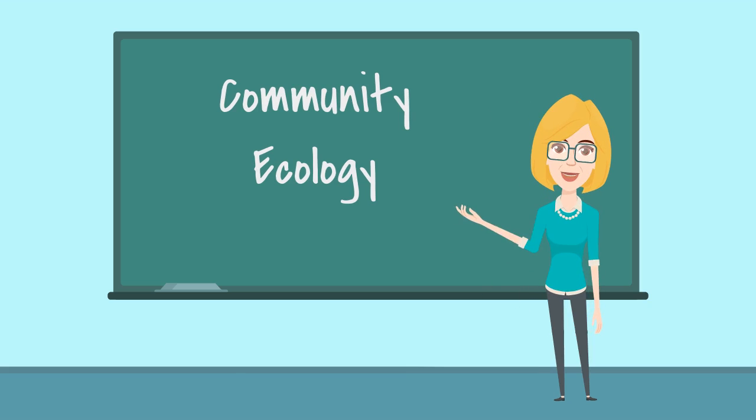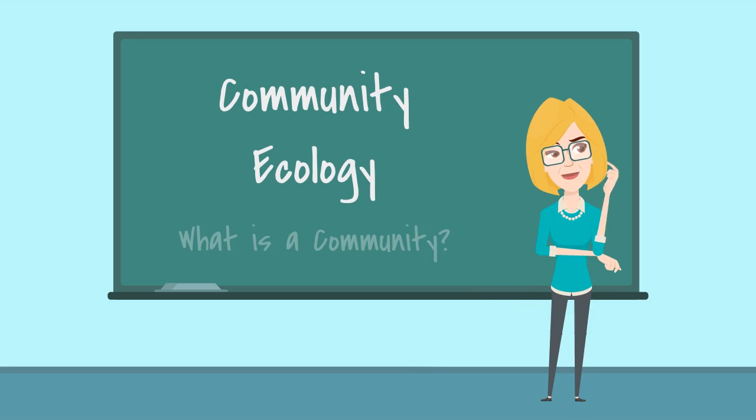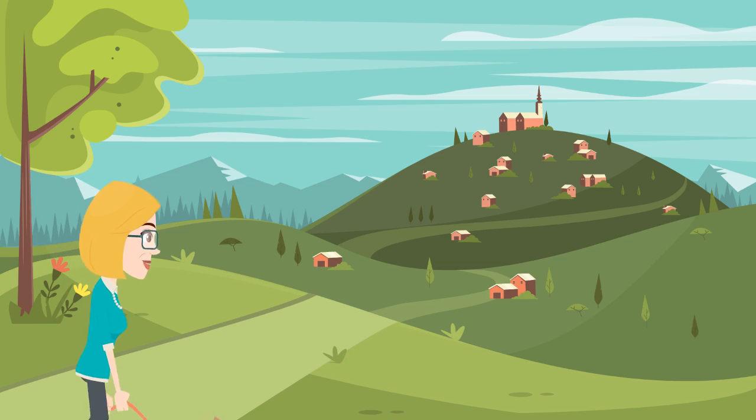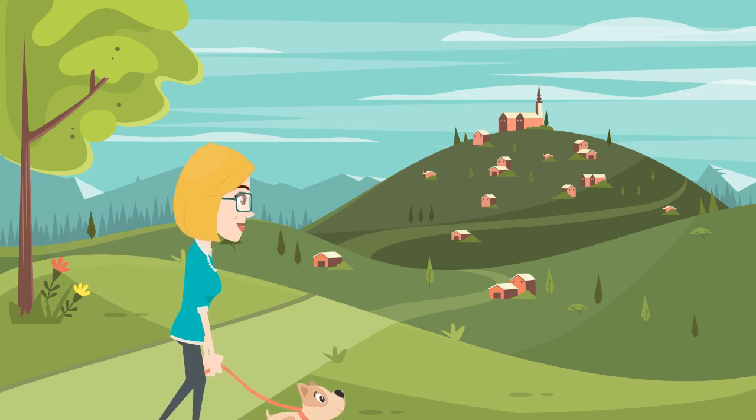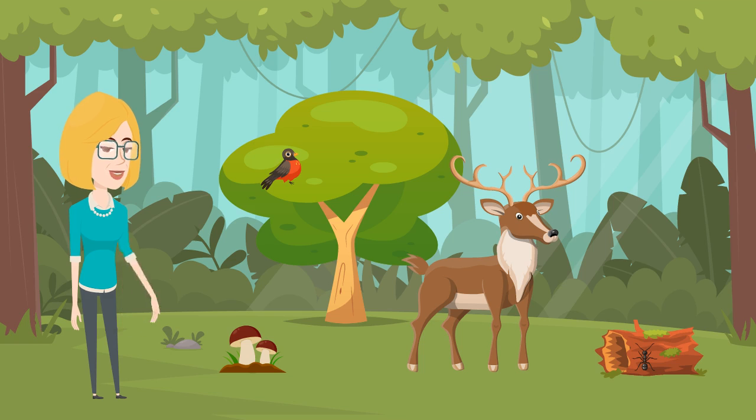I'm Amy Brown, and today we'll be tackling community ecology. First up, what is a community? A community consists of all of the living organisms found in a particular area. For example, a forest community might consist of all of the trees, birds, deer, fungi, insects, mosses, and any other living organisms in the forest.